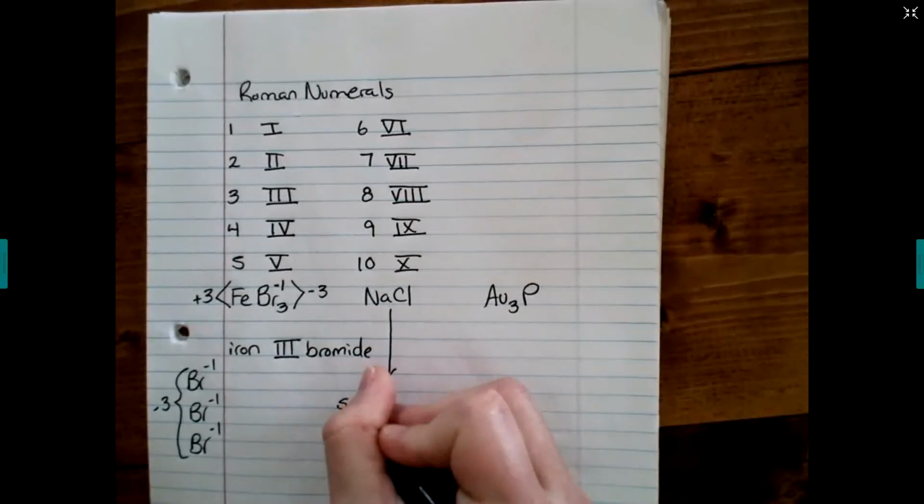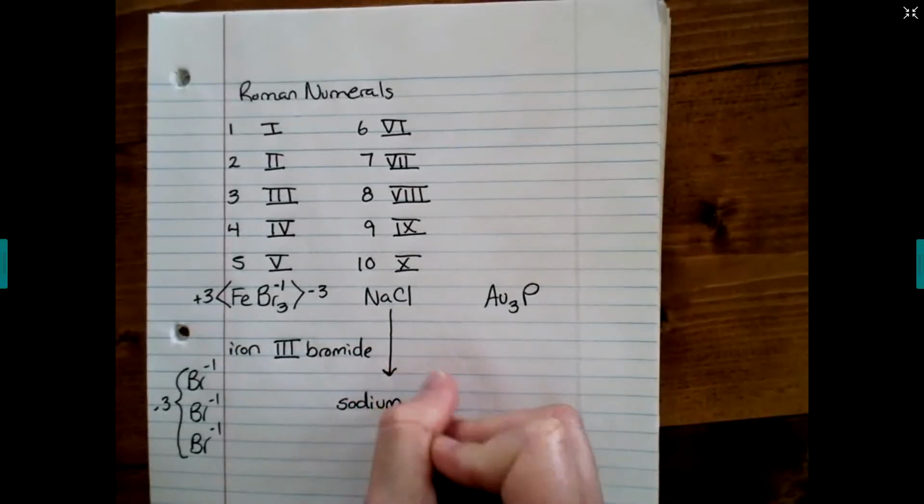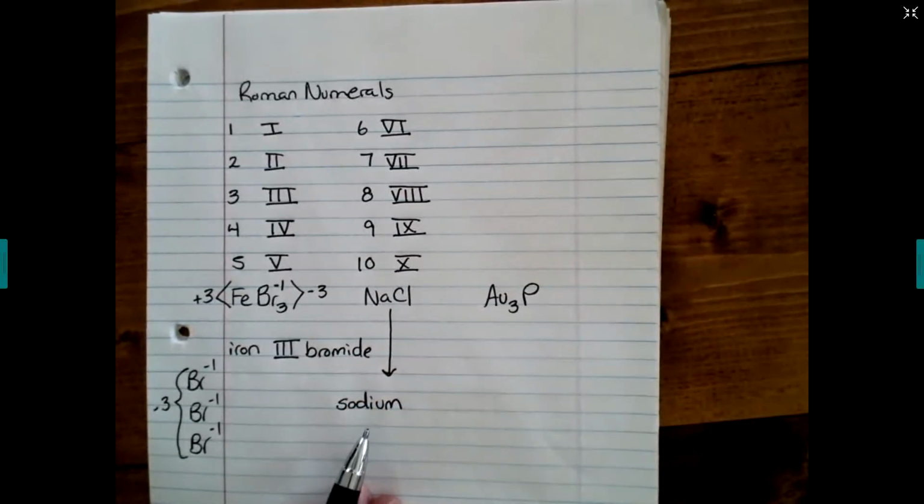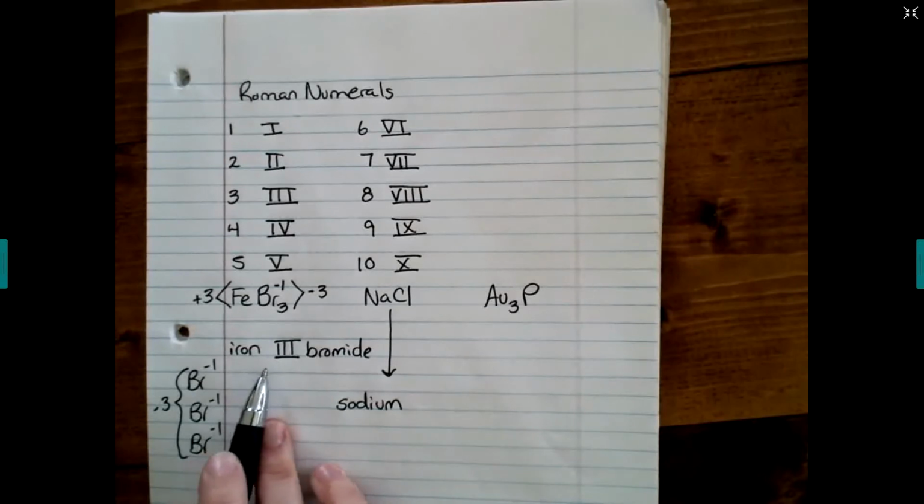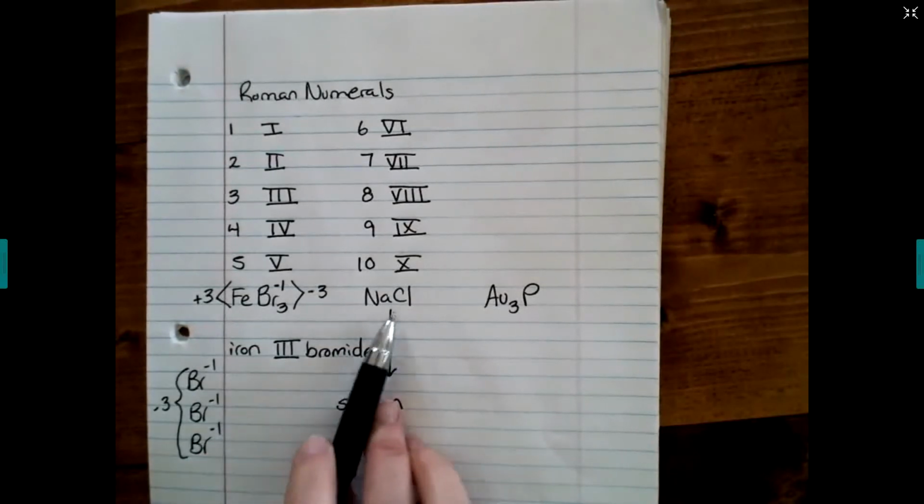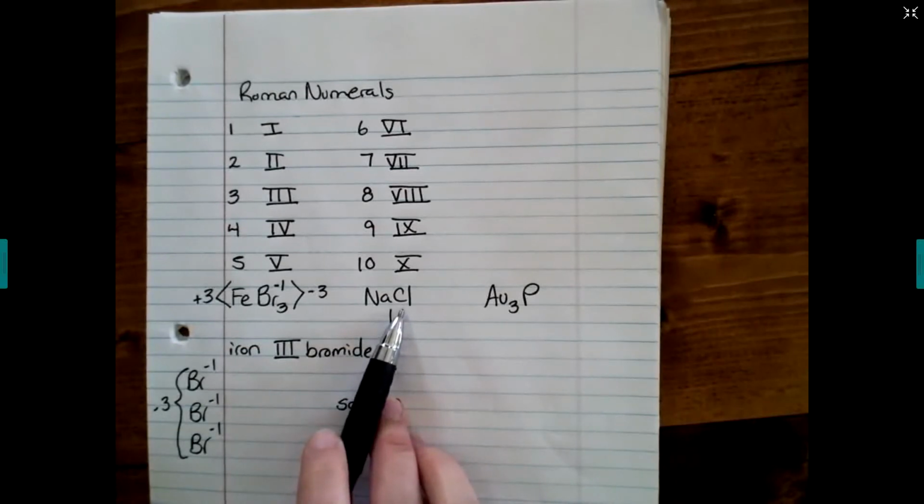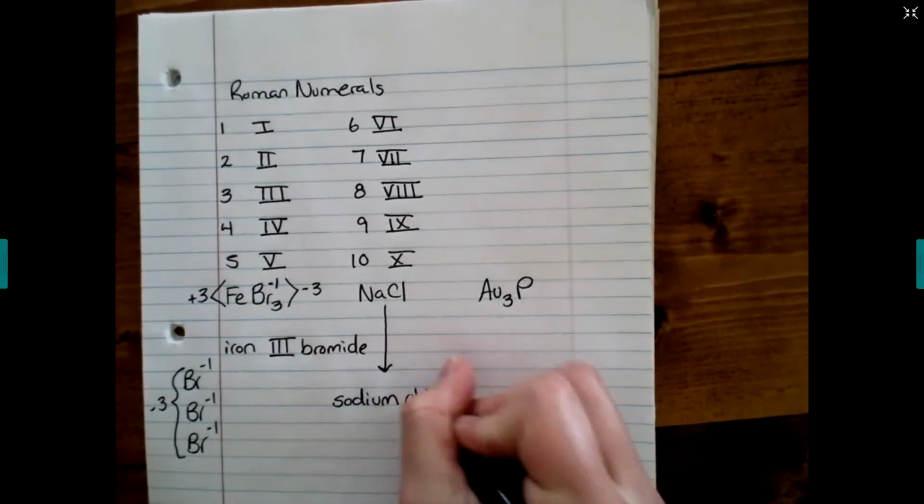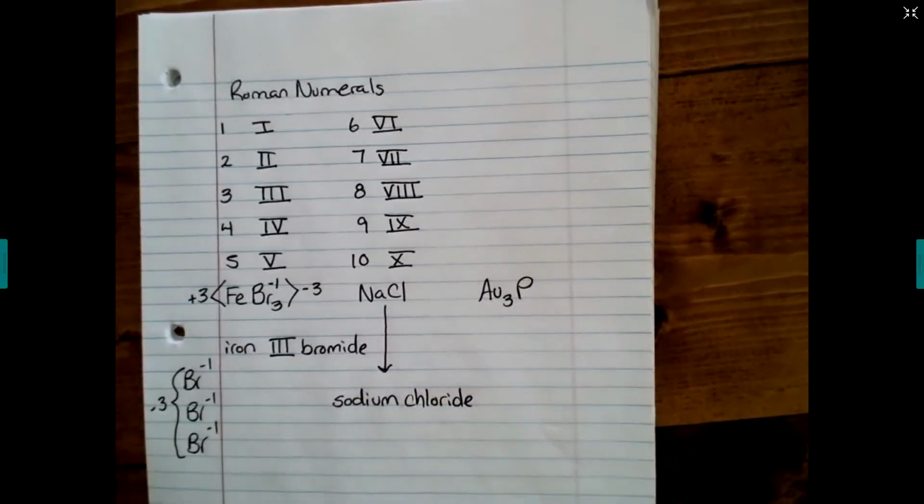Na is sodium. Now, since sodium is a group 1 metal, we learned that group 1 metals always have a +1 charge. We don't need to put a Roman numeral in the name because the charge is always +1. So we can just go on to our nonmetal. This is chlorine. But we're going to change the ending to "ide," sodium chloride.